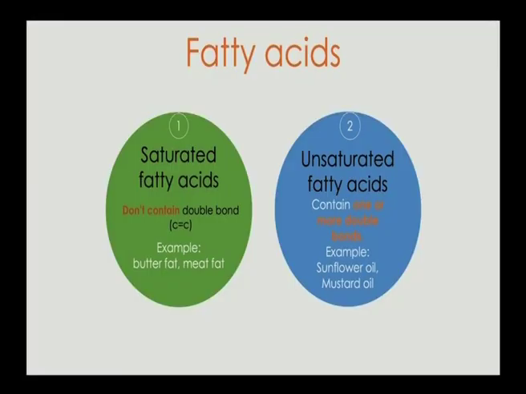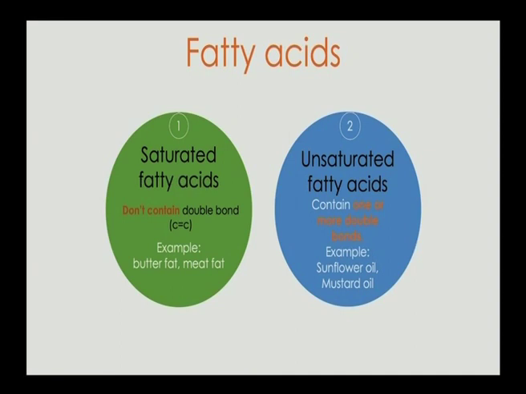Just like the amino acid is to the protein, fatty acids are for lipids. So quickly, fatty acids form the building blocks of lipids. We're going to look into two types of fatty acids: saturated fatty acids and unsaturated fatty acids. Saturated fatty acid contains double bond between 2 carbon atoms. Examples are butter fat, meat fat.